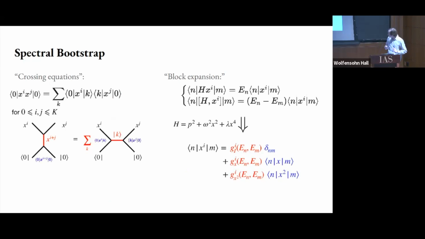But since we don't have conformal symmetry all the time, we want to effect a kind of block expansion that uses a different fundamental idea. So here we've got the Hamiltonian equations of motion on the right. When you plug in a particular Hamiltonian, these equations will induce relationships between matrix elements mediated by factors of the energy. This allows you to express an arbitrary matrix element as a sum over just a small primary set of matrix elements. And those factors, the G's right there, will be known functions of the energy.